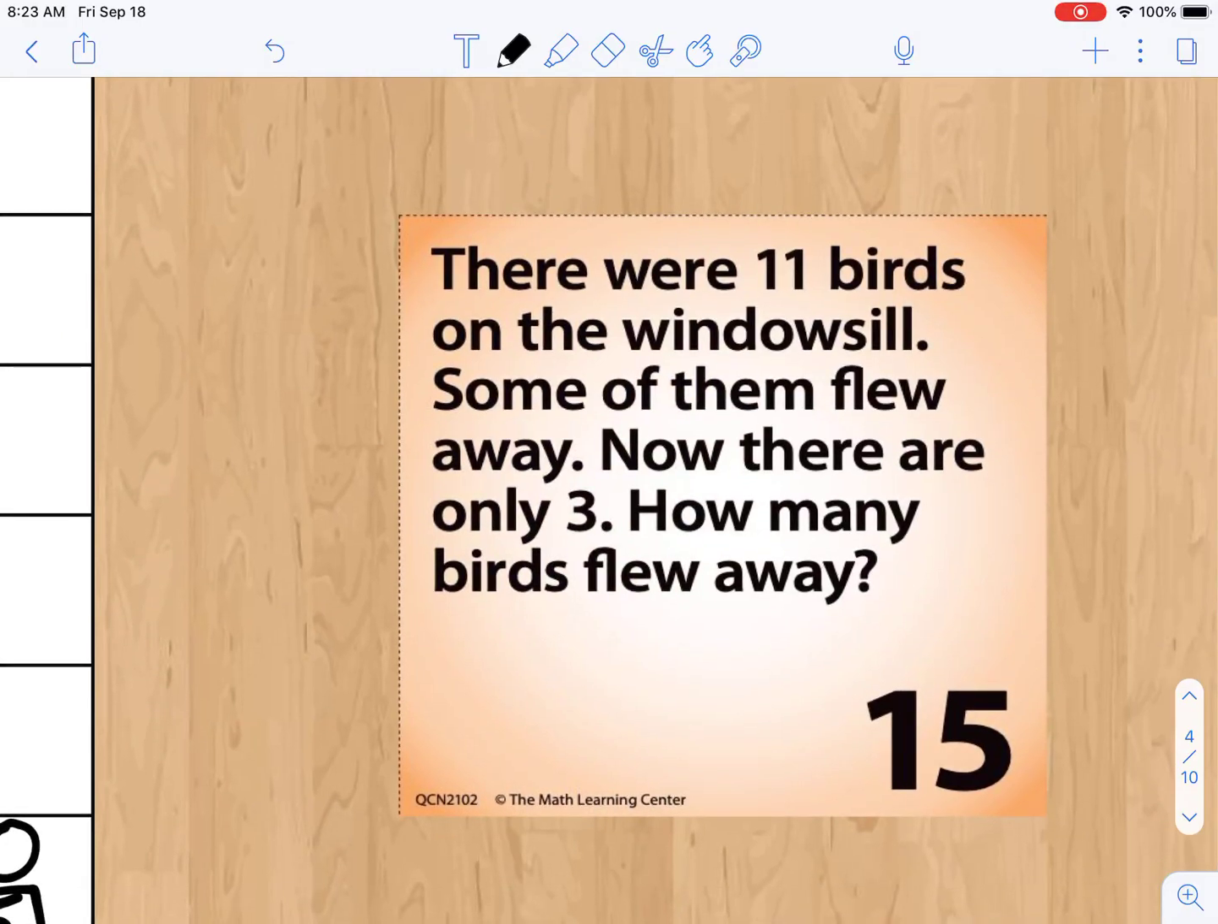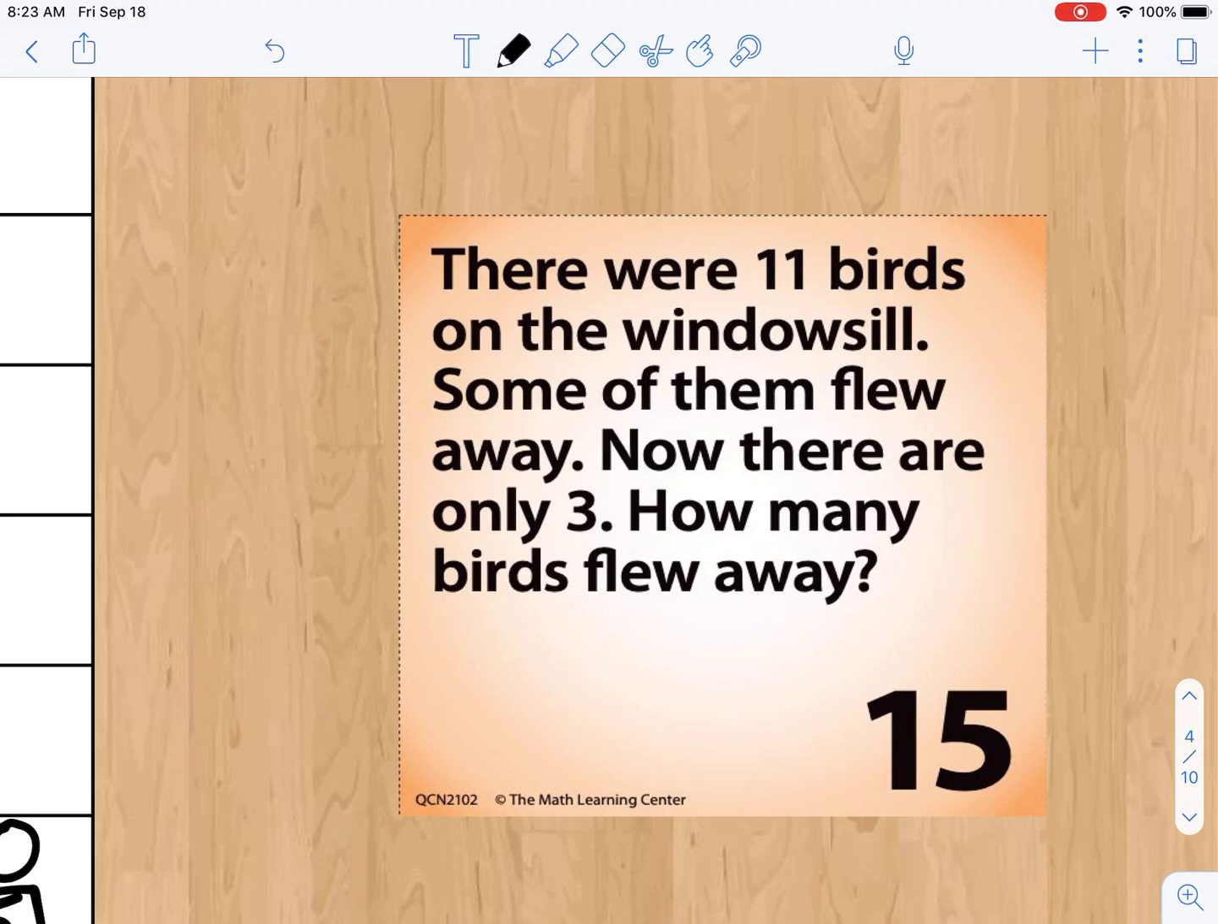We are also going to be doing some problem solving today, and we're going to be going back to a problem that we saw on September 15th. Let's read this problem together. There were 11 birds on the windowsill. Some of them flew away. Now there are only 3. How many birds flew away?